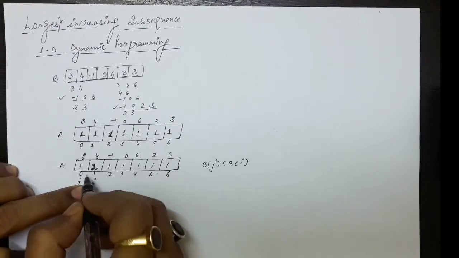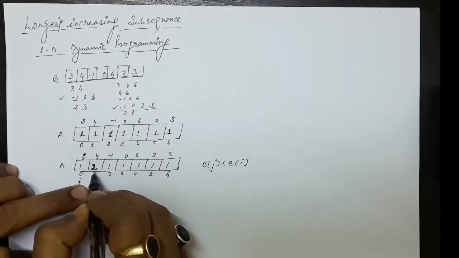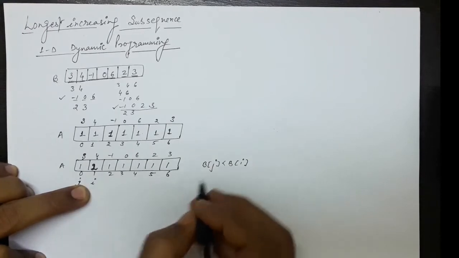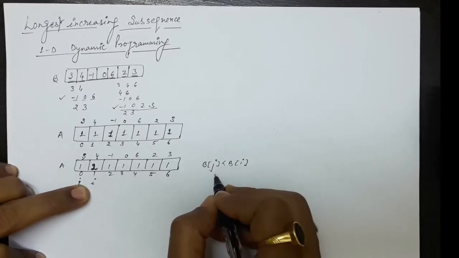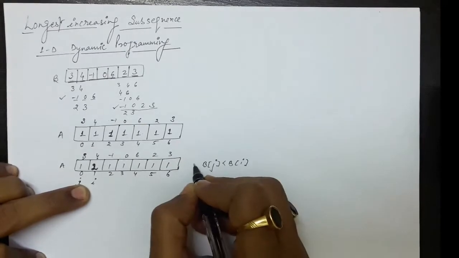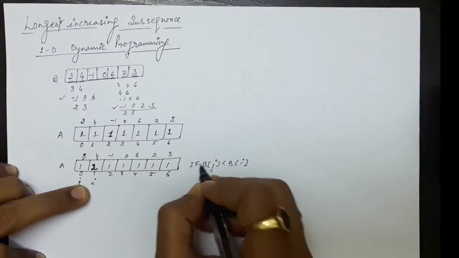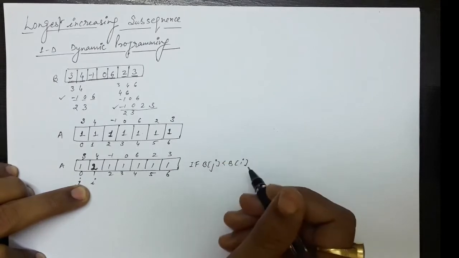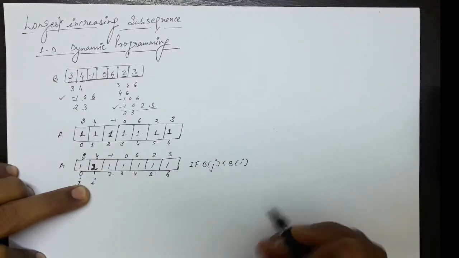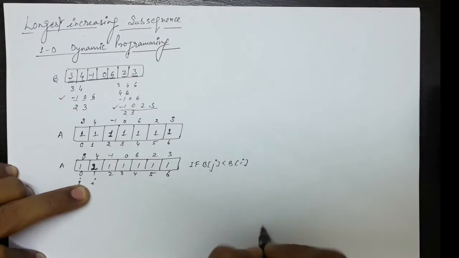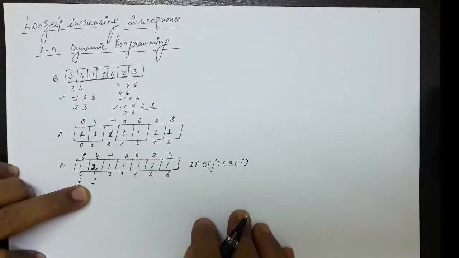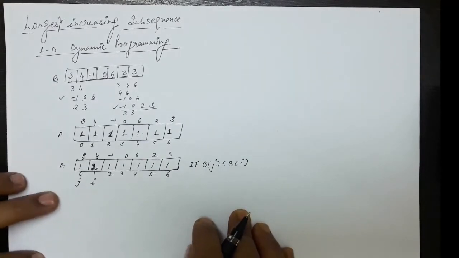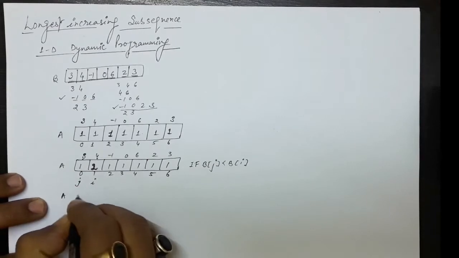Okay, so now earlier the subsequence had a length 1, now the subsequence has length 2. So what we have checked: if the bj element is less than bi, then we are going to increase the length of the subsequence. Okay, so we will write these steps further in the form of the algorithm, but now we are trying to understand this with the help of a solution.